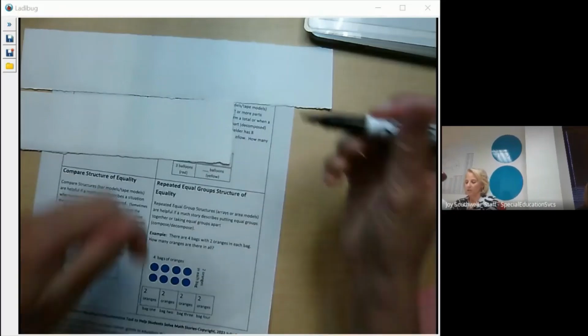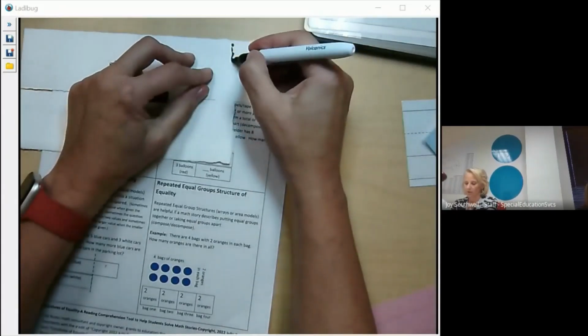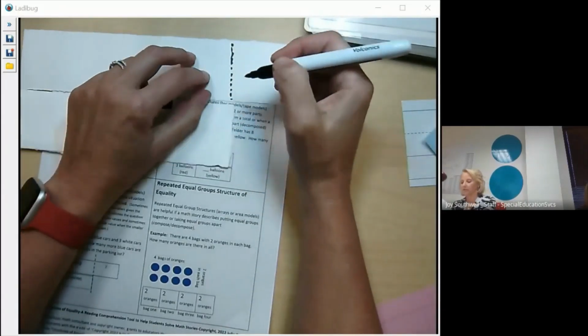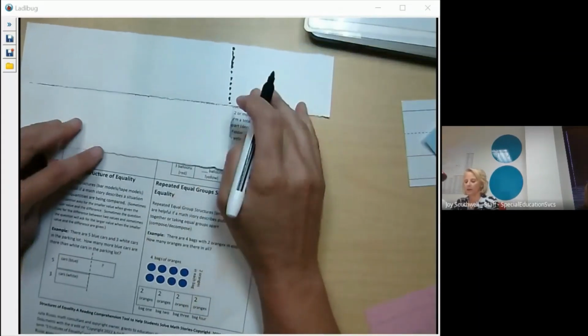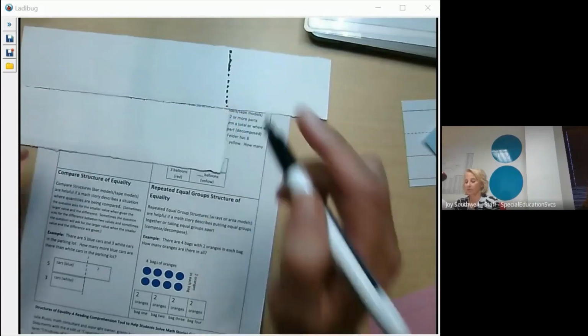So I take this, and if you want to do it too, it'd be great. And I draw a dotted line right here. And this is something I stumbled upon, and I coined it the line of equality. I made that term up.